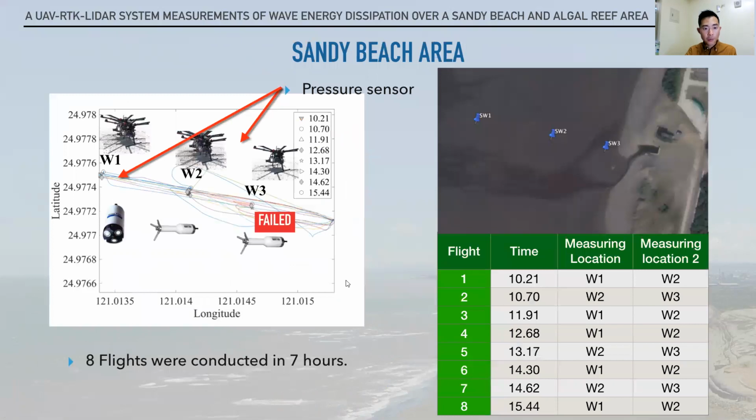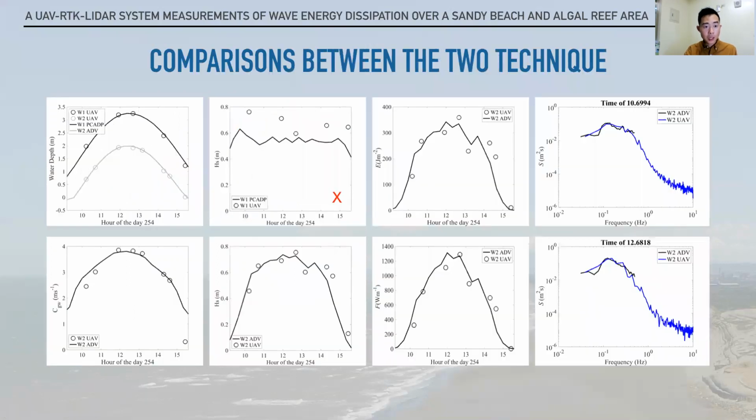In the sandy beach area, we set 3 waypoints, W1, W2, and W3. The UAV measured 2 points in one flight. So on the first flight, the UAV measured W1, W2, and on the second flight W2 and W3. We also put pressure sensors, and these pressure sensors also failed. These are the comparison between the two techniques, and this is the time comparison, and all of the comparisons are very good.